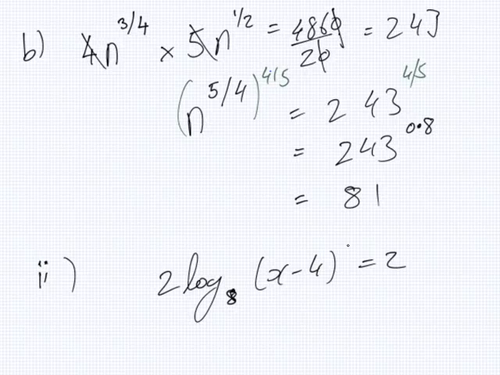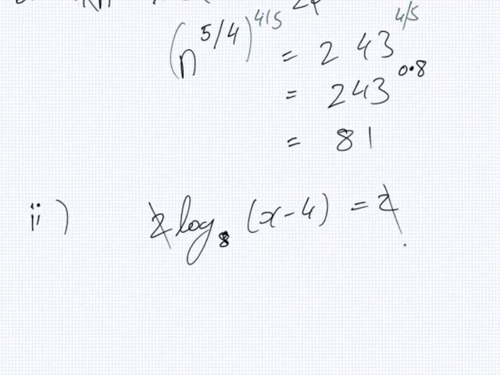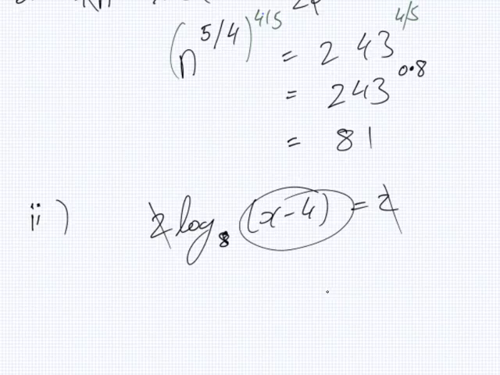In fact, there's a much easier way to do this. At the very beginning, you can cancel the 2's here. And because this is equal to 1, you know what this must be. What must it be? It must be 8, because only log 8 can make 1. Therefore, x must be 12.